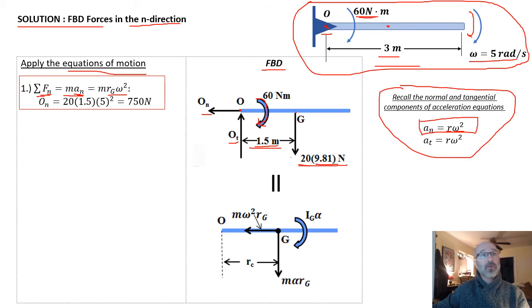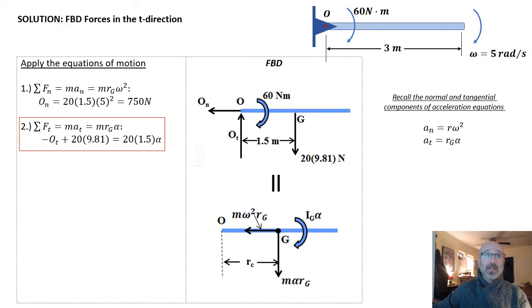So summation of forces in my n direction. Well, if this is my n direction here, I only have one force. I have my O sub n. So my O sub n is equal to my mass, 20 kilograms, times r sub g times omega squared, so 1.5 times 5 squared. So from that equation, for my equation of motion, summation of forces in my n direction, I can see that my O sub n is equal to 750 newtons.